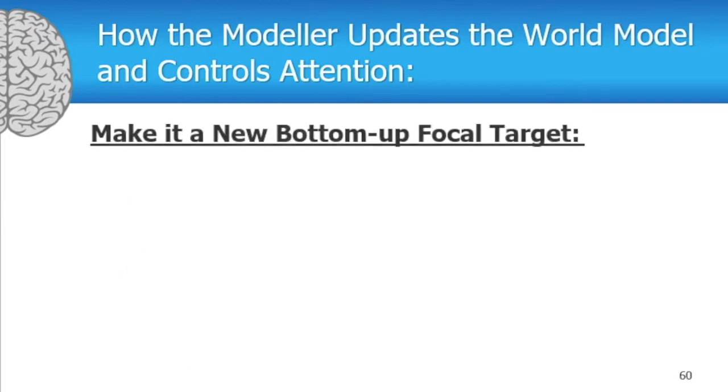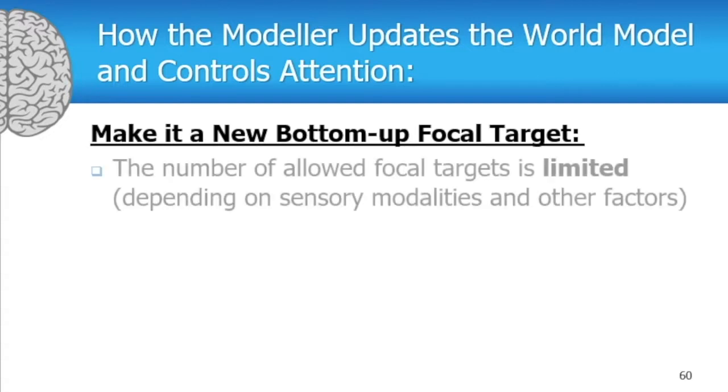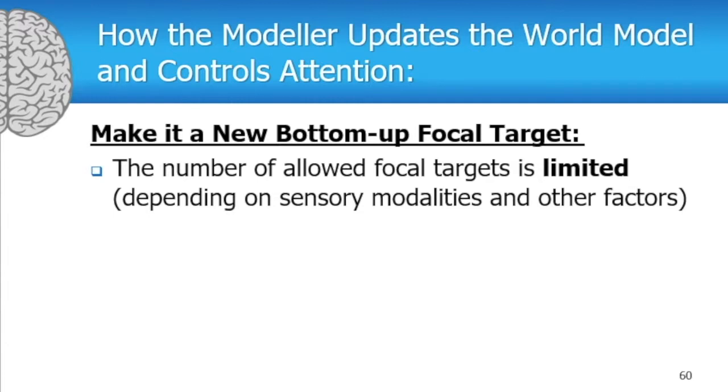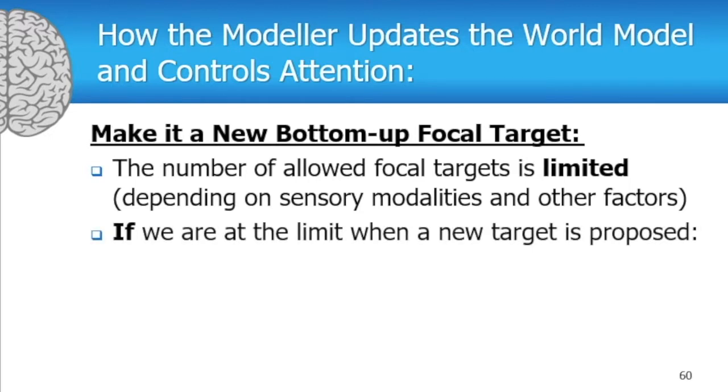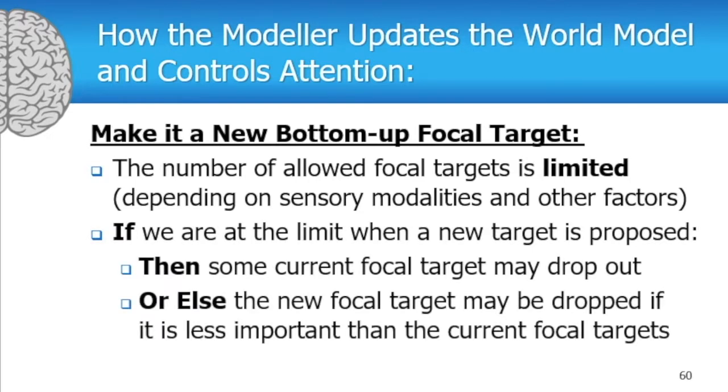The process of attempting to make a new bottom-up focal target has one additional check involved. We've already seen that the number of allowed focal targets is limited. For example, in the moving dot case, somewhere between 1 and 8 dots could be tracked simultaneously, depending on the speed of the dots. Remember, this tracking of dots is accomplished by keeping focal attention directed at these moving dots. This means that if we have already reached the limit on the number of focal targets, then when a new focal target is proposed, we would either have to drop some current focal target or drop the new target, depending on which target was the least important.